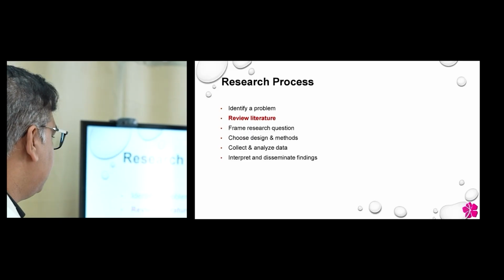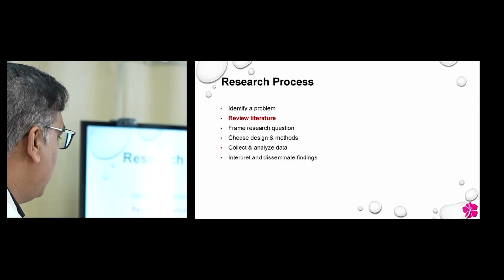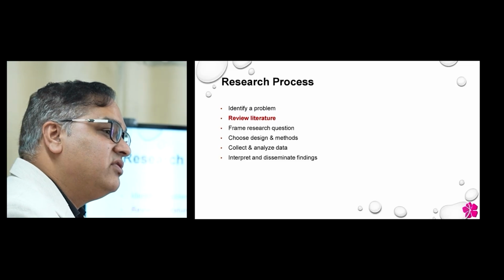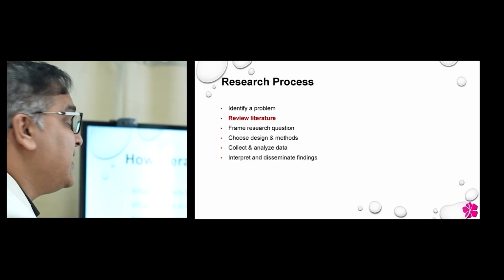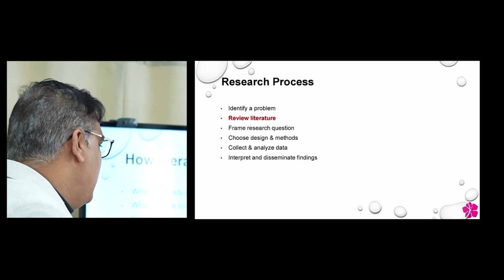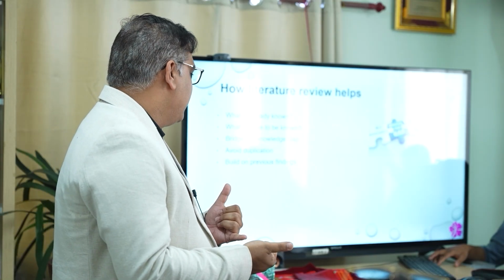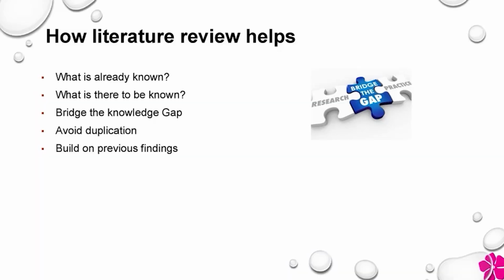Next. Now coming to review of literature. So why do we need to review literature? Next. So to know what is already known, what is there to be known, and bridge this knowledge gap. It also helps us to avoid duplication, and it helps us build on previous findings. So research is like a stepping stone. If we know the first step, then we can put on another step.